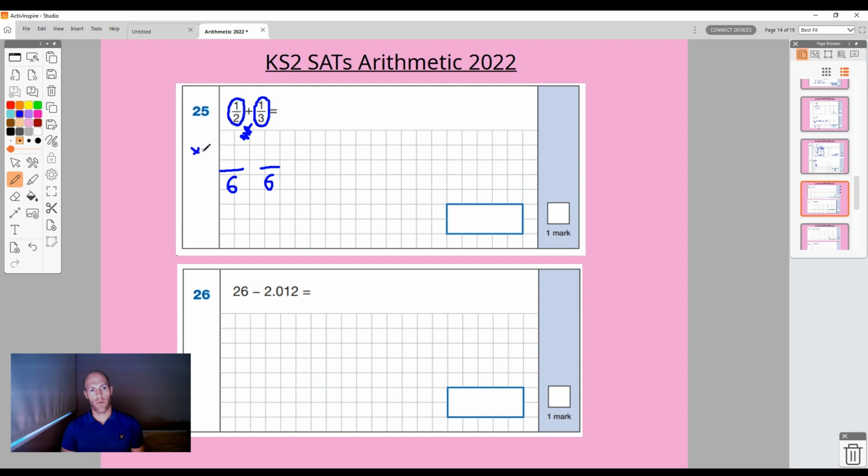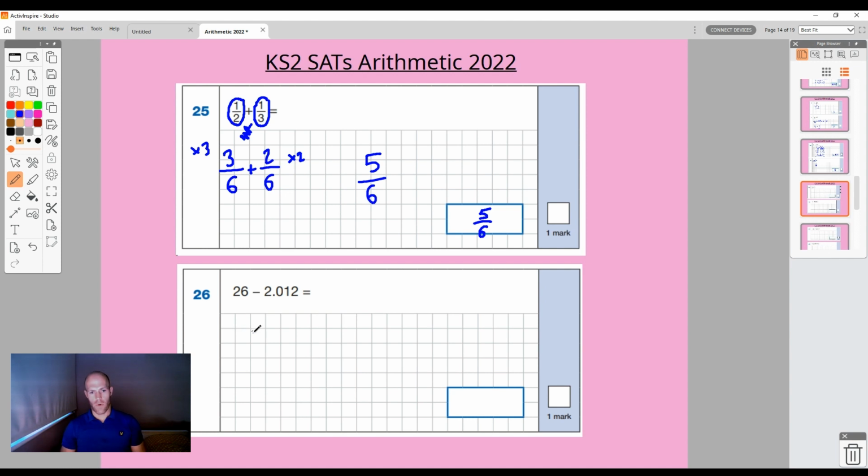2 times 3 is 6. 1 times 3 is 3. 3 times 2 is 6. 1 times 2 is 2. 3/6 add 2/6 equals 5/6.